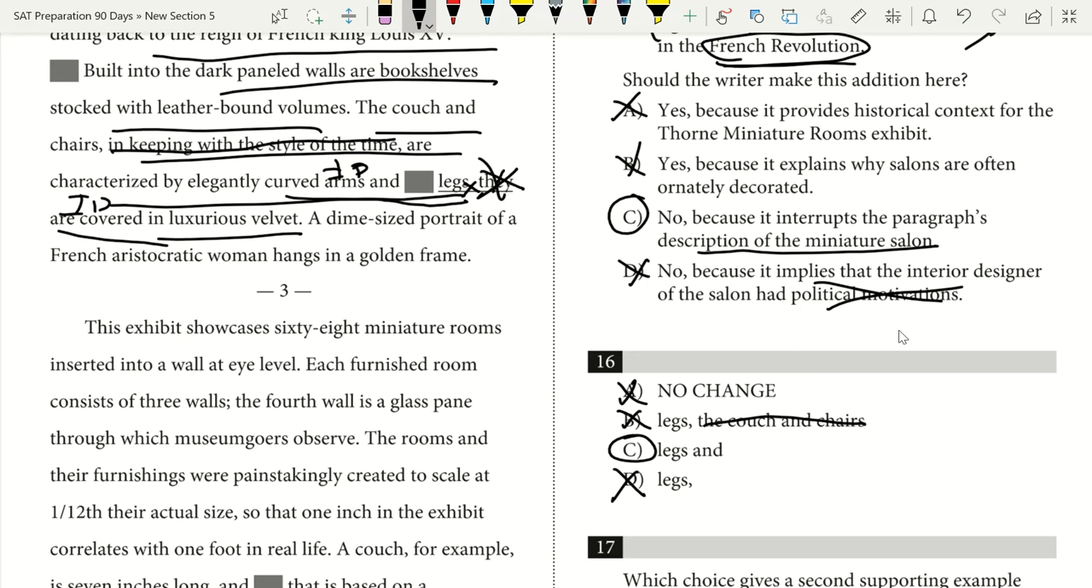Why is D wrong? Well, if we were to do D, we would have a comma and then are covered in luxurious velvet, but we don't want to split that up, right? We want it to be obvious we're referring to these curved arms and legs that are covered in luxurious velvet, and if we put a comma there, we're not doing that. That's an unnecessary comma, and we don't want to include an unnecessary comma. So the correct answer for 16 is going to be C. We don't need to put a comma in there.